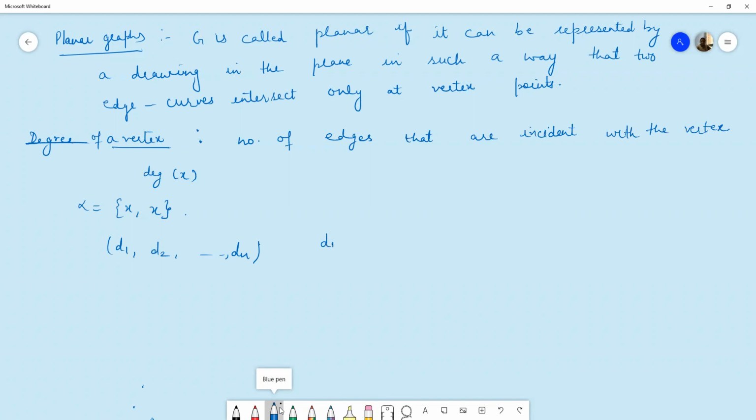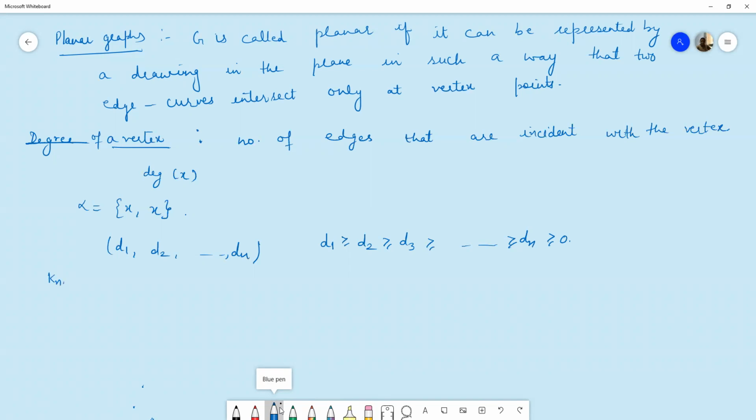That means we write the numbers d1, d2, dn in such a way that d1 is greater than or equal to d2, greater than or equal to d3 and so on, greater than or equal to dn, and this is always non-negative. Now we call this sequence the degree sequence of G. So what is the degree sequence of complete graph Kn?